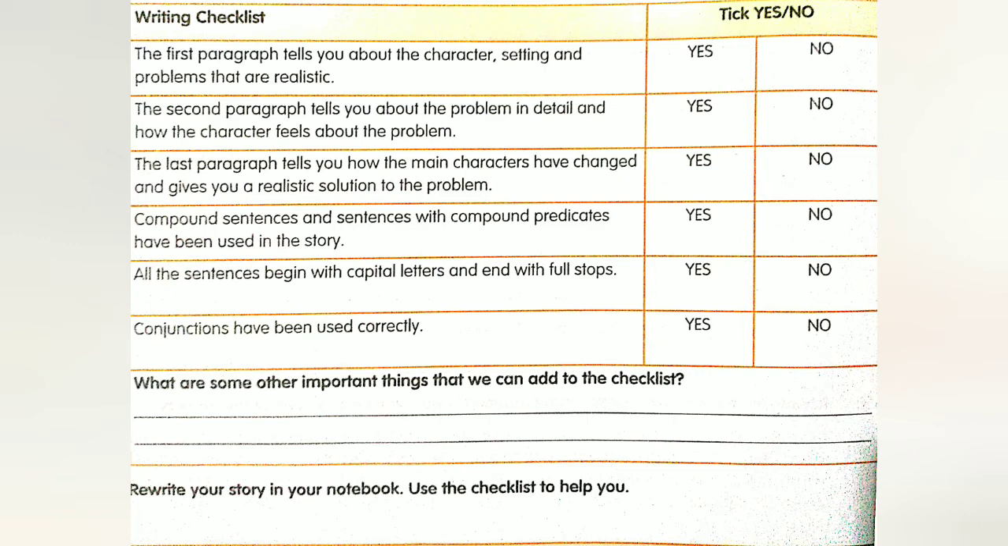Compound sentences and sentences with compound predicates have been used in the story. All the sentences begin with capital letters and end with full stops. Conjunctions have been used correctly. Rewrite your story in your notebook. Use the checklist to help you.